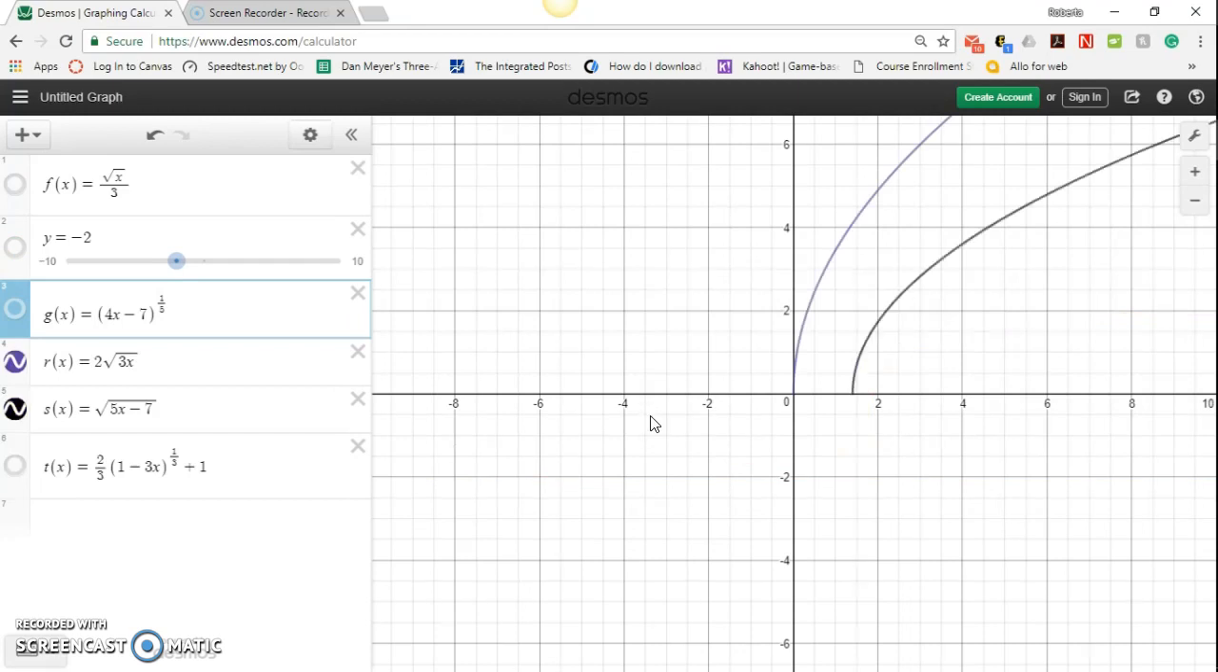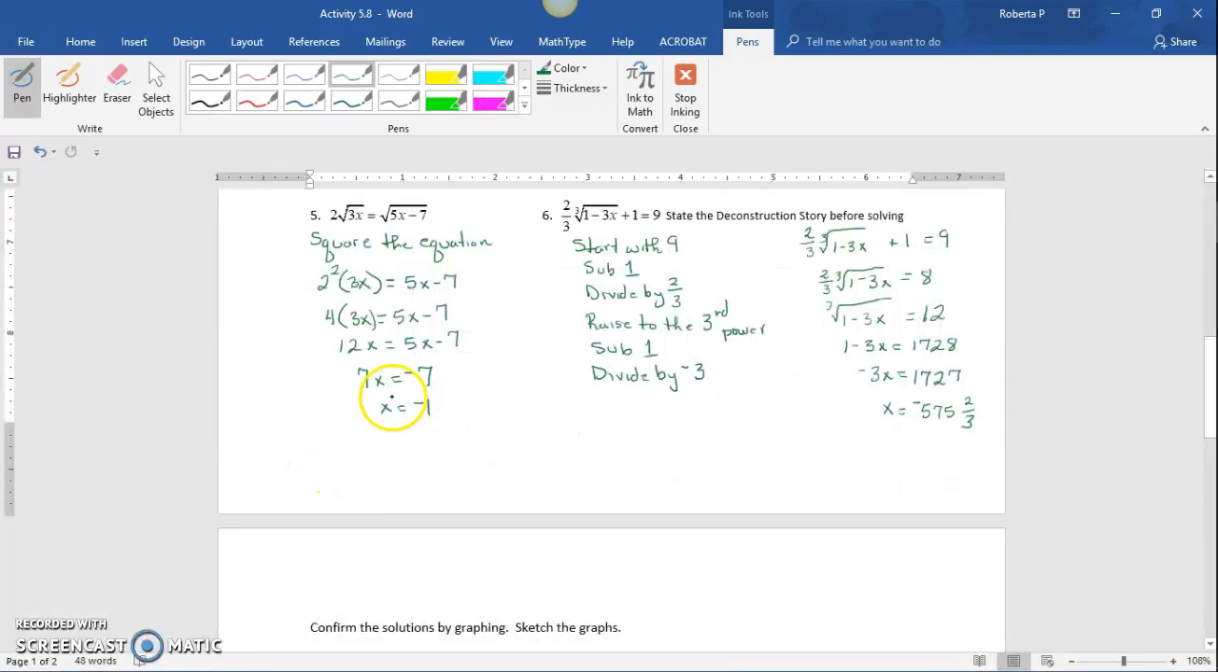When we check them graphically, we notice that the 2 times the square root of 3x starts at 0, 0, and shoots off. The other one, the square root of 5x minus 7, starts at 1.4 and shoots off. They're both increasing functions, so they're never going to intersect with each other. So our answer of x equals -1 is not correct. This answer should actually be no solution.